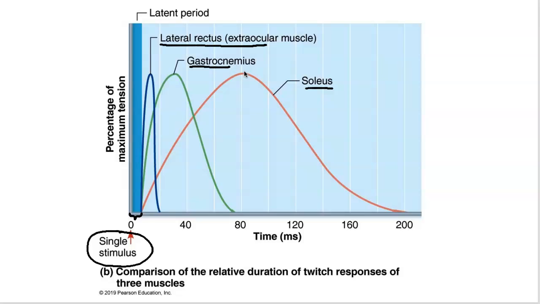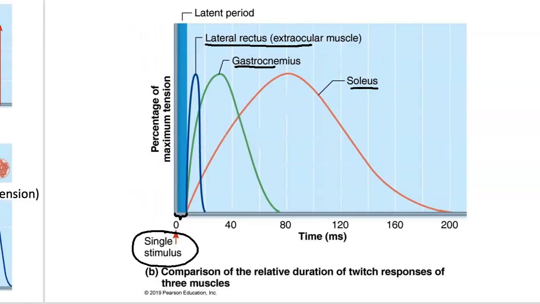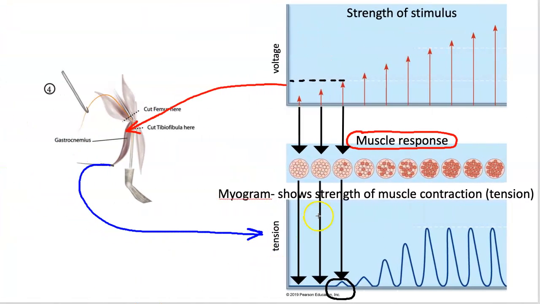A single threshold stimulus will result in a muscle twitch, and muscle twitches of various muscles take different amounts of time. So now that we know what a muscle twitch is, let's go back to this experiment and see what happens. In this experiment, we were just varying the amount of stimulus. We're dialing up the voltage and seeing how the muscle responds. And we know that a muscle twitch is just that single contraction due to a single threshold stimulus. So what about this stimulus, the next one that goes above threshold?